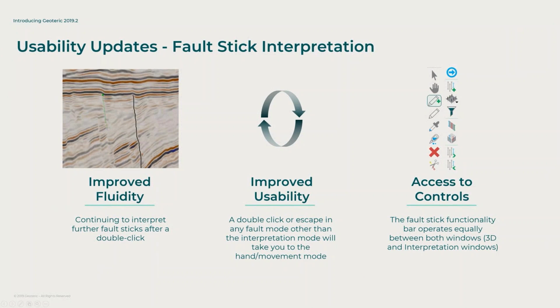When in any other tool, a double click will take you to the hand/movement tool. So if you are, for example, gluing two fault sticks together or deleting a section of a fault stick, a double click will take you to the hand and movement tool so you can QC your work and then identify the next area that needs improvement or tapering. The controls are now available in both the 3D scene and the 2D interpretation window, and these two work in unison so you can QC your work as you go through.